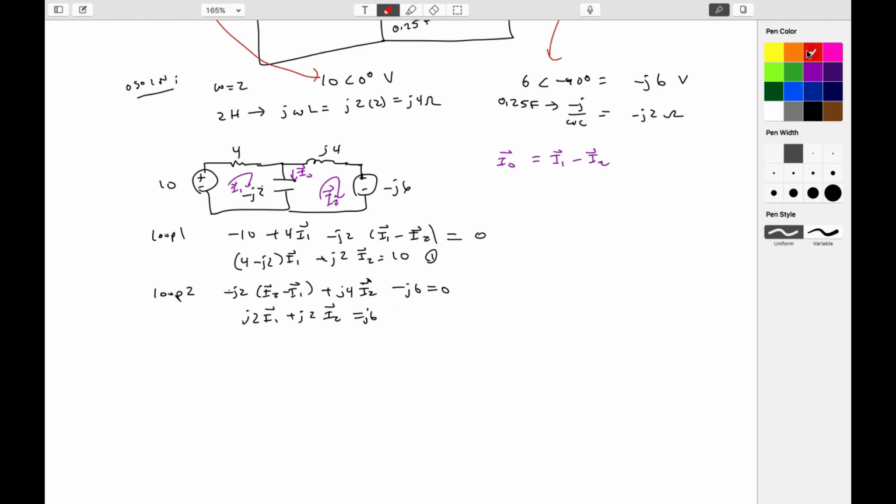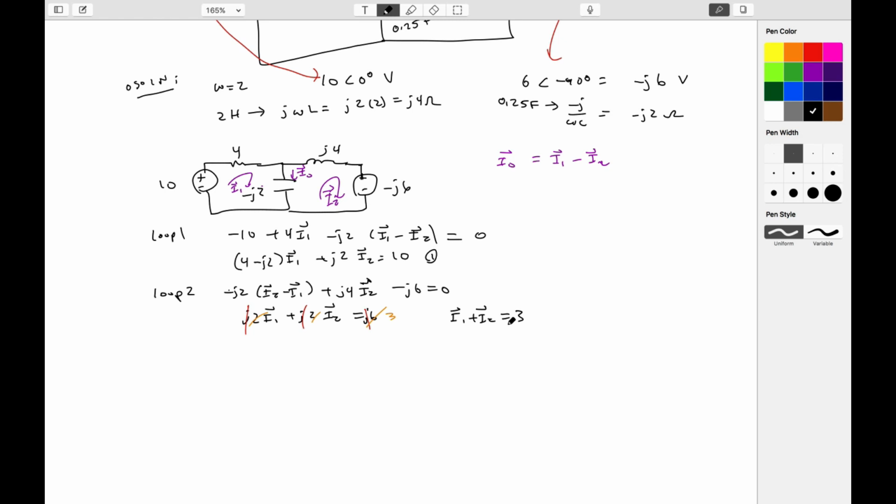And all of these have a J, so I can get rid of this J, and also all of these have a factor of 2, and so I can make that 3. So essentially I'm going to find that I1 plus I2 is equal to 3.